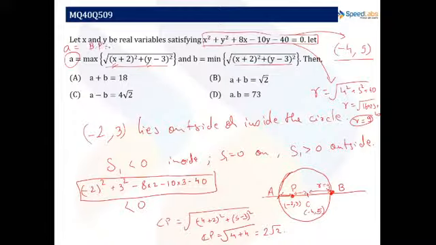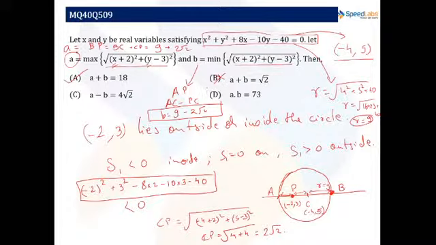Now the maximum distance is A, so A will be distance BP, and this will be BC plus CP. So the maximum distance will be 9 plus 2 root 2. And for this minimum distance B, B will be AP, and this AP is AC minus PC, that is 9 minus 2 root 2. So we are having the value of A, we are having the value of B. On adding these two values, A plus B, we are getting 18. So option A is correct, B is not correct.